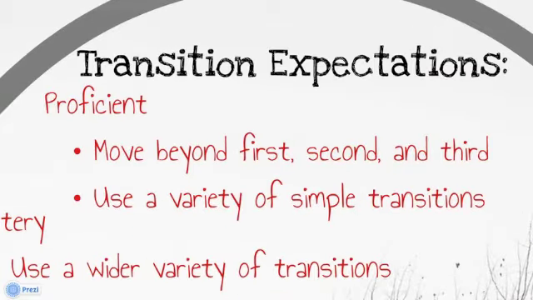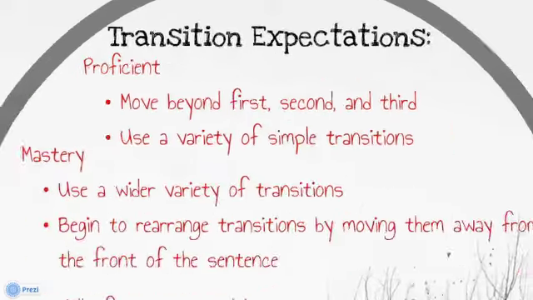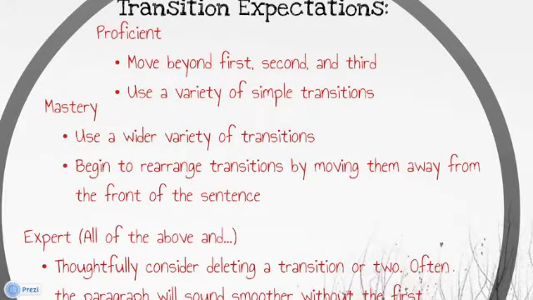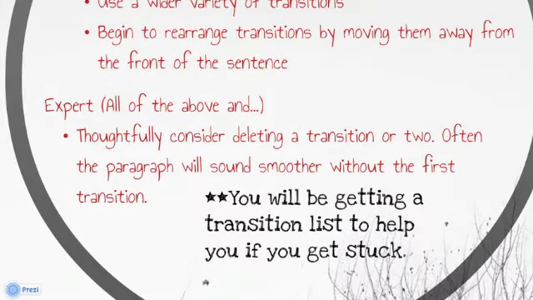So my expectations: move beyond first, second, and third if you want to get a C. Use a variety of simple transitions, and I will be giving you a transition word list to help with that. As far as mastery is concerned, a wider variety of transitions, and begin to rearrange those by moving them away from the front of the sentence. They don't always have to be there. And then as far as expert, thoughtfully consider deleting a transition or two. Often the paragraph is going to sound smoother without that first transition. Again, I will give you a list to help if you get stuck.